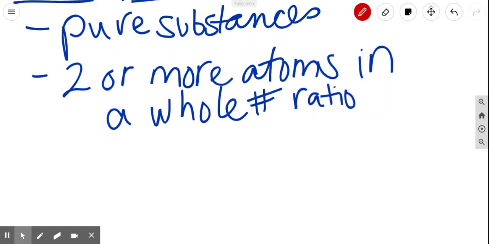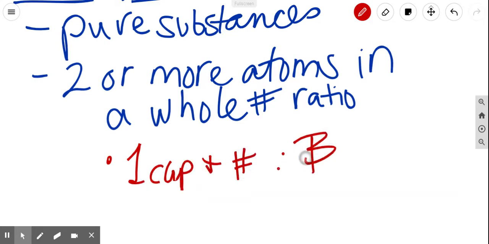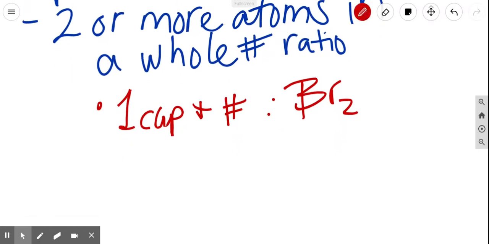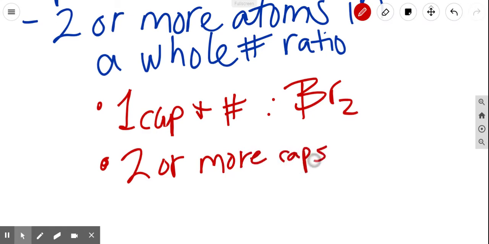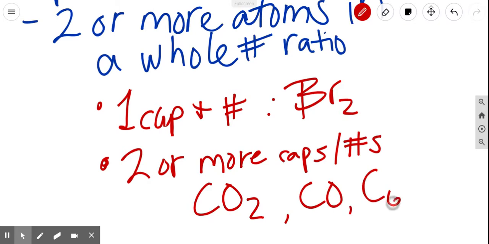Now, before that, ways to represent a compound: you can represent them with one capital letter plus a number. So for example, Br2. That's a compound because there's two or more atoms in it. You can also represent a compound by two or more capital letters and numbers. So like carbon dioxide, carbon monoxide, sugar. All right, so there's more than one capital letter, and in some cases, there's more than one number.